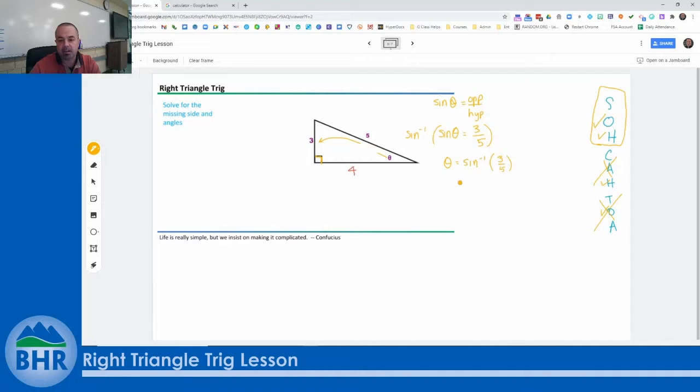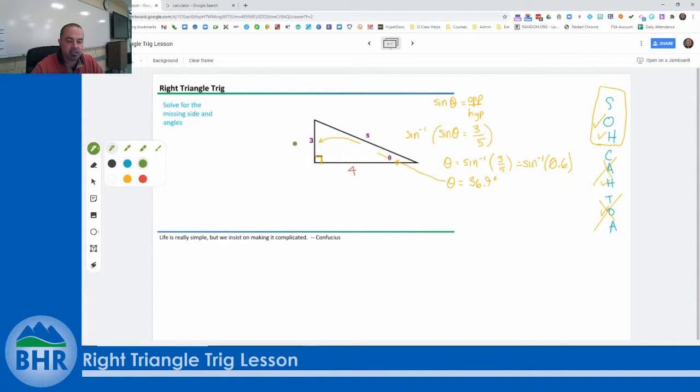If I plug that into a calculator, 3/5 is 0.6, so you could type that in as well. You will end up with 36.9 degrees. Okay, so that is this answer right here.